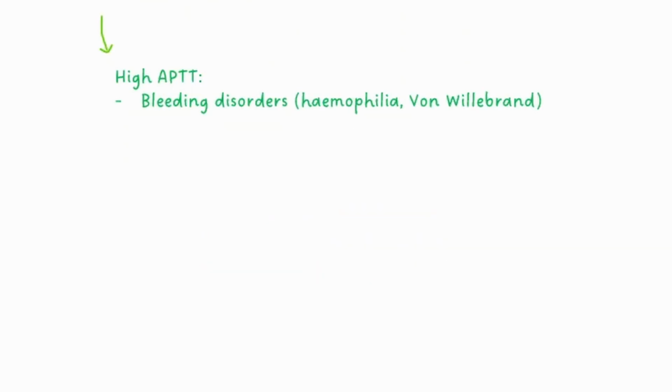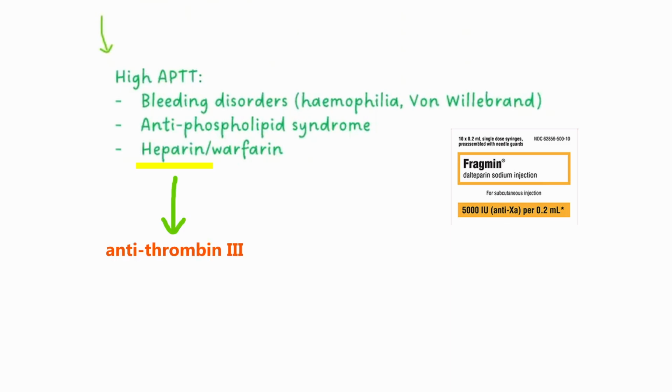Von Willebrand disease is the commonest inherited bleeding disorder, and it's a result of a deficiency in von Willebrand factor and factor 8. Antiphospholipid syndrome is a clotting disorder, but paradoxically causes prolonged APTT, due to its effects on the phospholipid used in the lab test. Heparin and warfarin will also prolong the APTT. Heparin works by activating antithrombin 3, which will inhibit thrombin and factor 10.